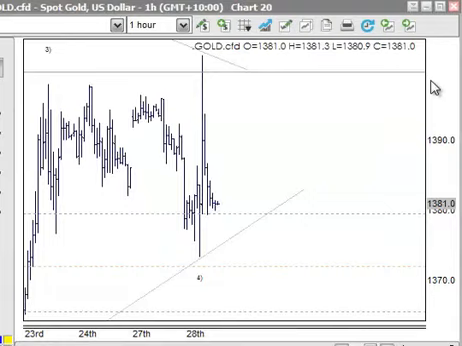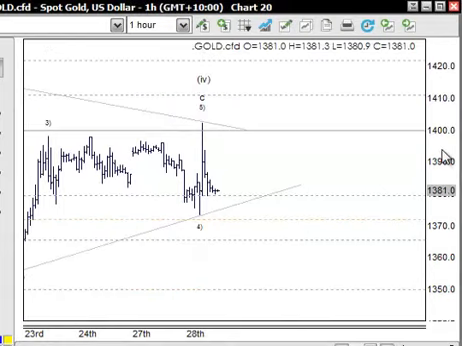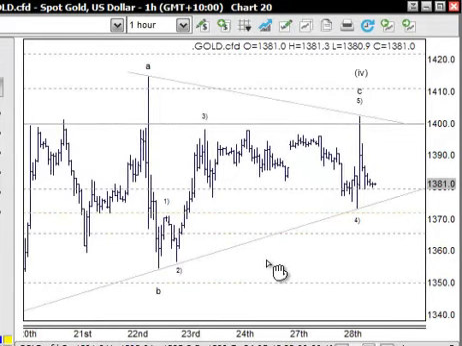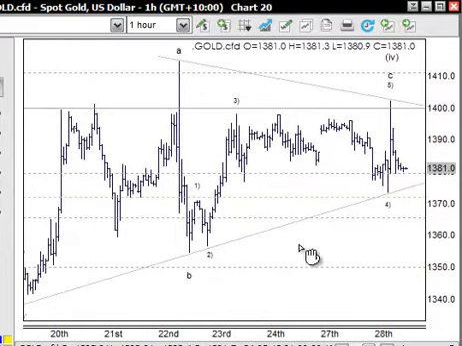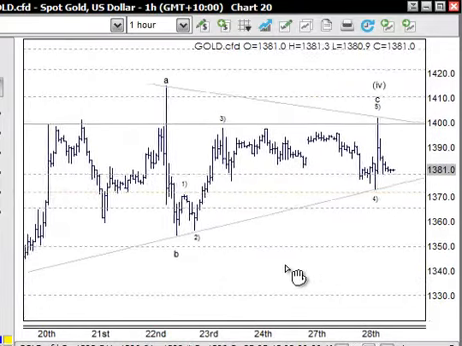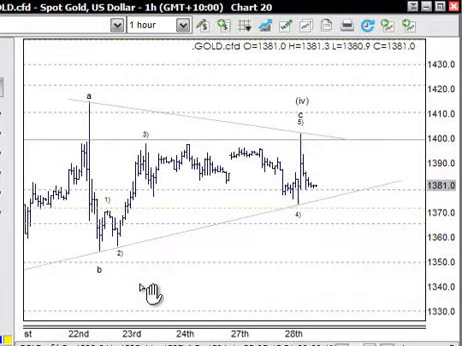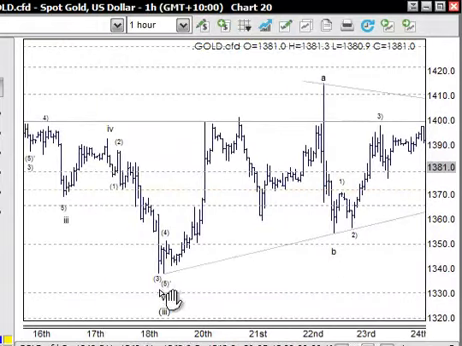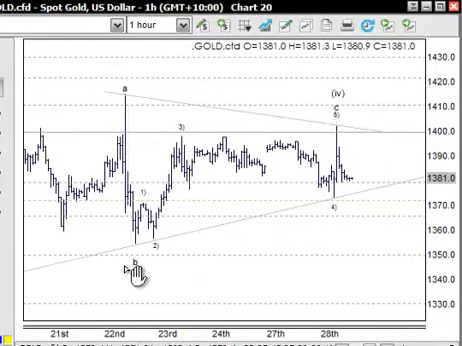So if we drill in and have a little look at this, this is what we're looking at so far. There's a couple of different ways to count all of this. I had one way on the site, and this was the other way. We're basically looking for an A, a B, and a C correction through here: the A wave, the B wave, and the C wave up through here in five waves, the 1, 2, 3, large fourth wave, and up for the fifth.